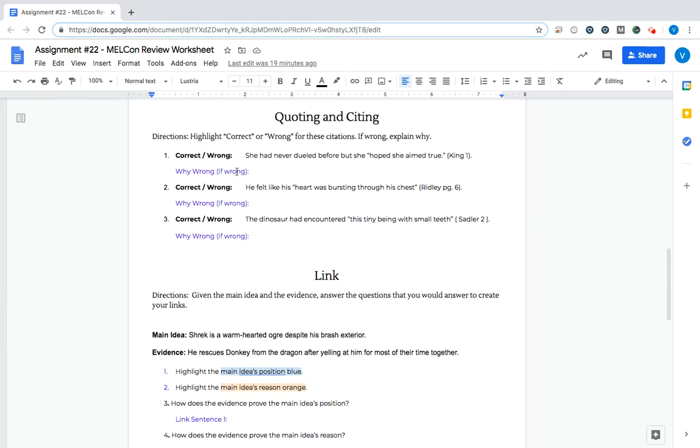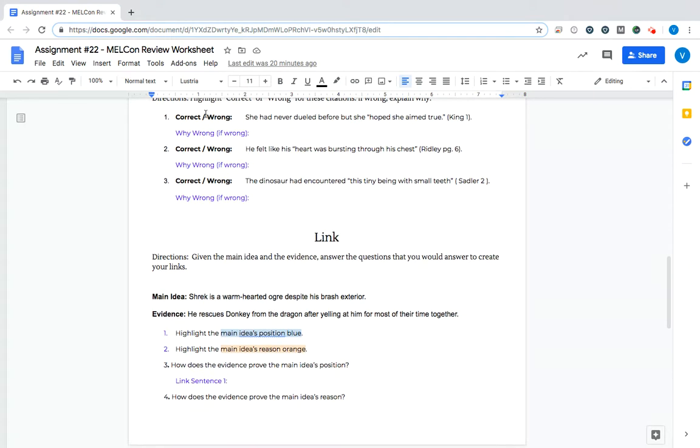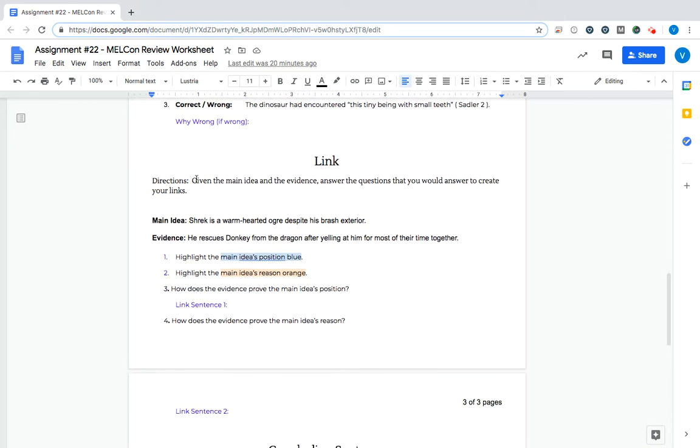Quoting and citing directions. Highlight correct or wrong for these citations. If wrong, explain why. So you're going to look here, correct or wrong. You're going to read the quote with the citation at the end. If it is formatted correctly, you would highlight correct. If it is formatted incorrectly, you would highlight wrong. And then you would just explain what you need to change here. What is incorrect? What would it look like correct? So either correct it or tell me what's wrong. Either will do. So the same thing for these three questions here in the quoting and citing.